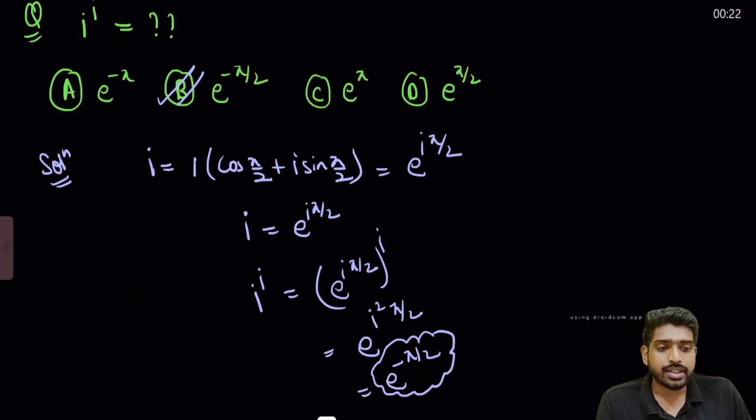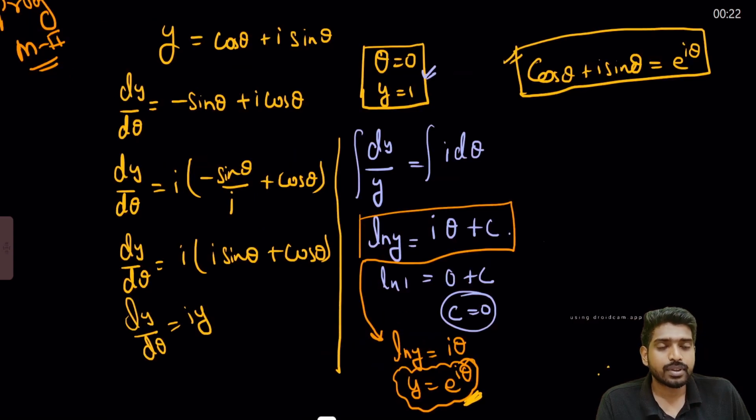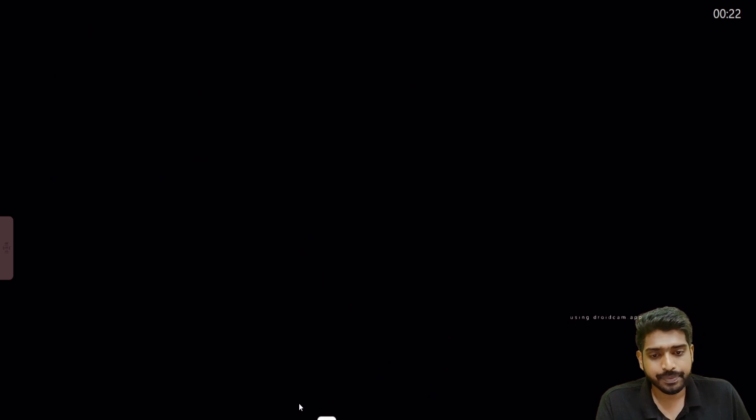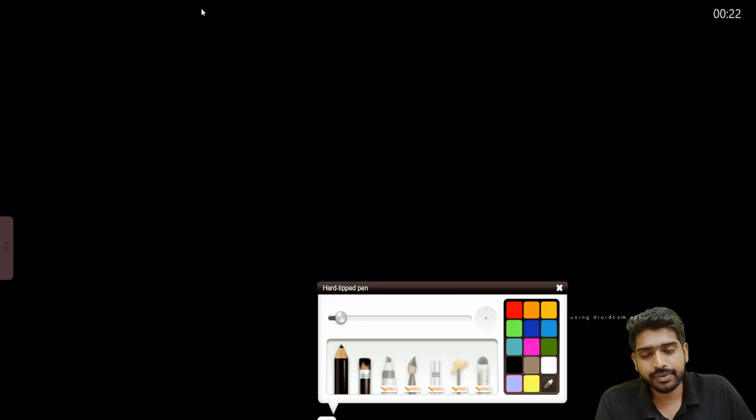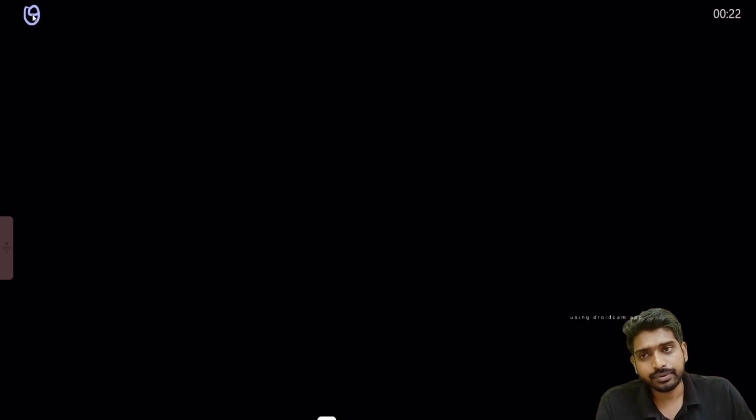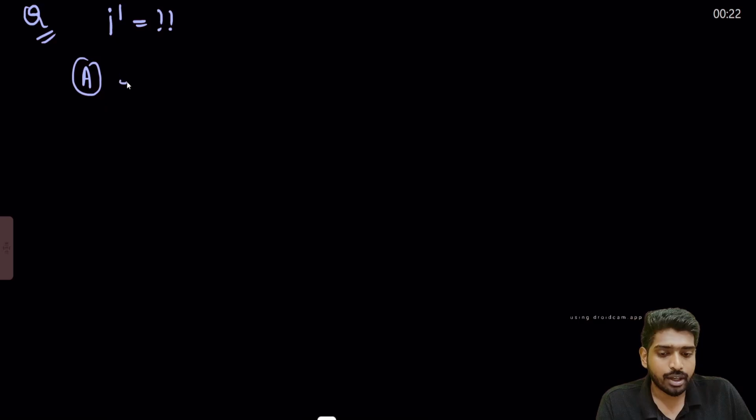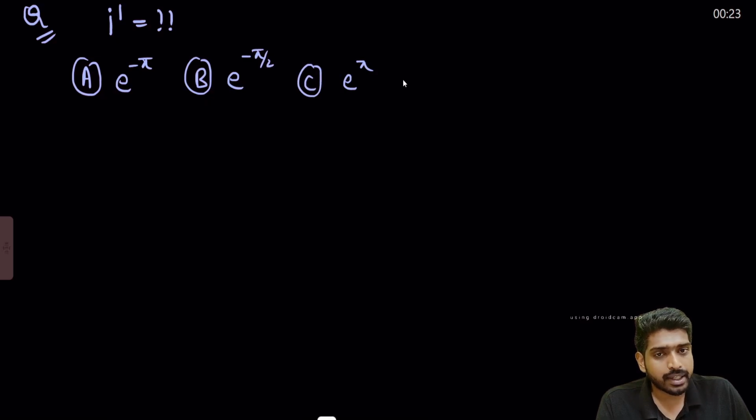Now we'll see one more interesting question. Suppose in a question they gave: find the value of iota to the power iota. The options they gave: A option is e to the power minus pi, B option is e to the power minus pi by 2, C option is e to the power pi, and D option is e to the power pi by 2.